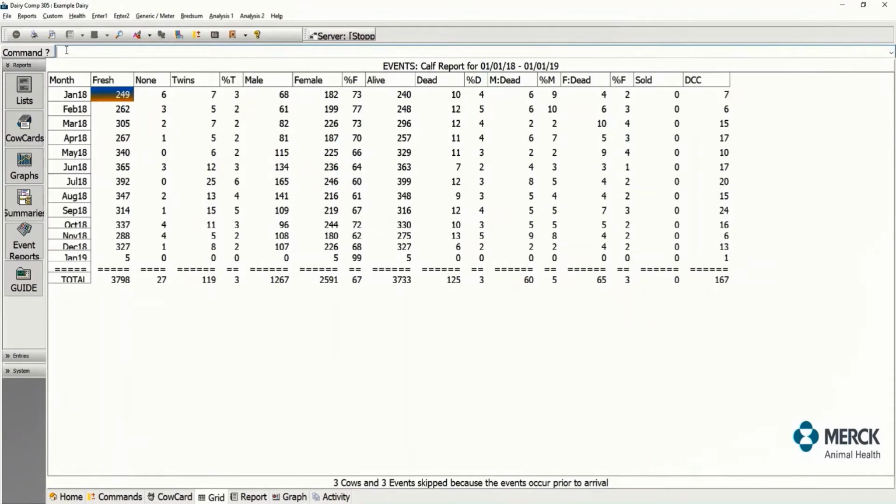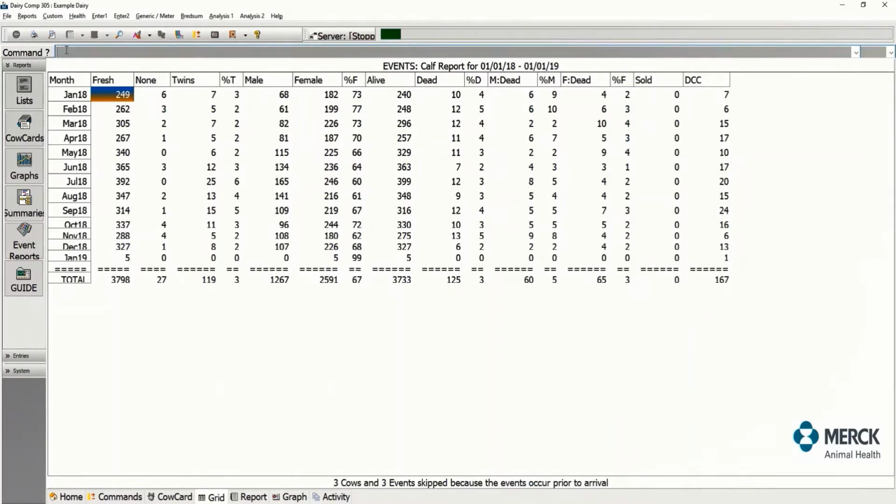Another way to get to this information, you go to the command line and you type events \3. That takes you directly to the calf table. So these are the two ways for you to get to this information. The calf table displays the information on a monthly basis. As you can see for this herd here, it's displaying information for the year of 2018.